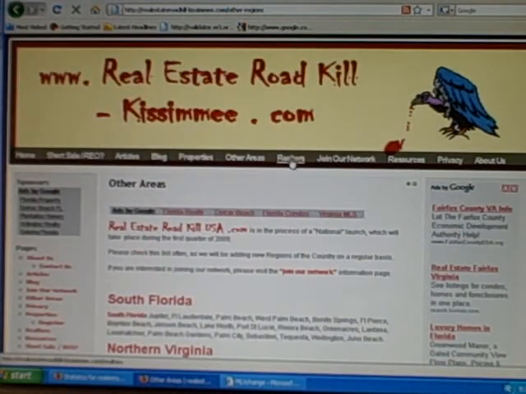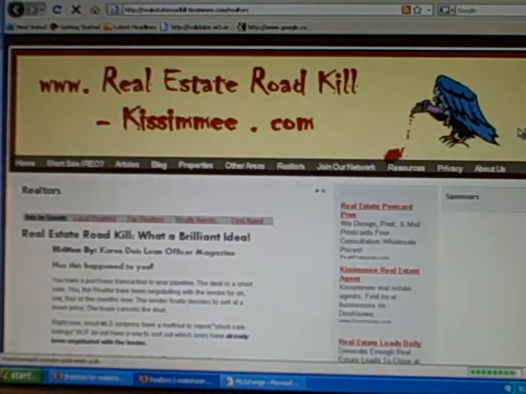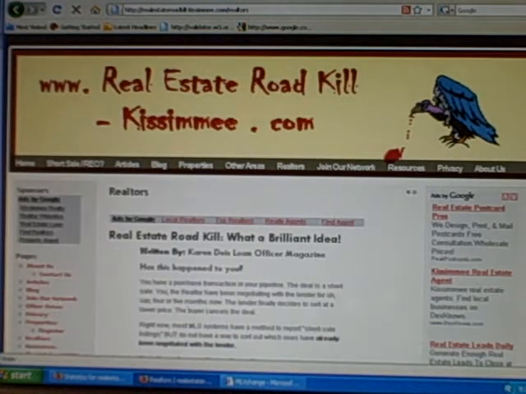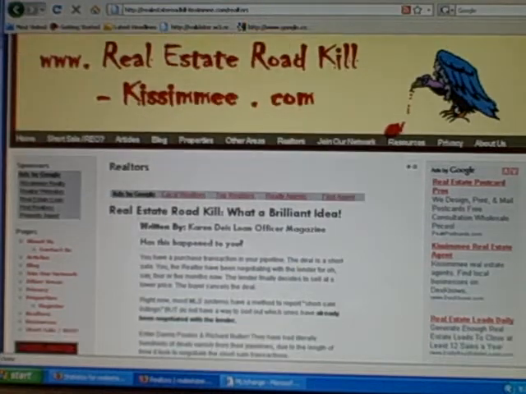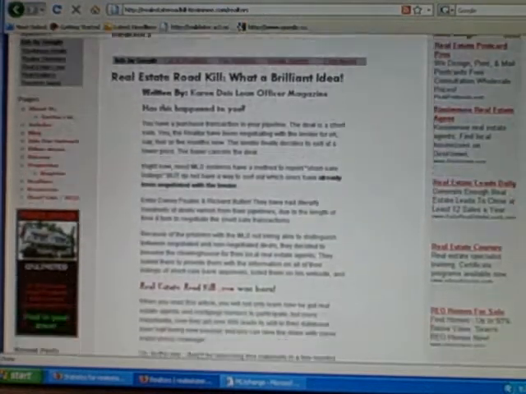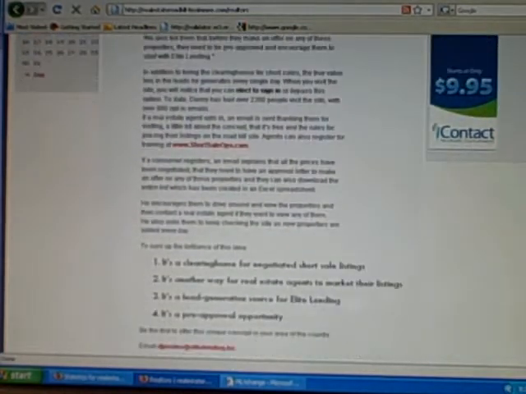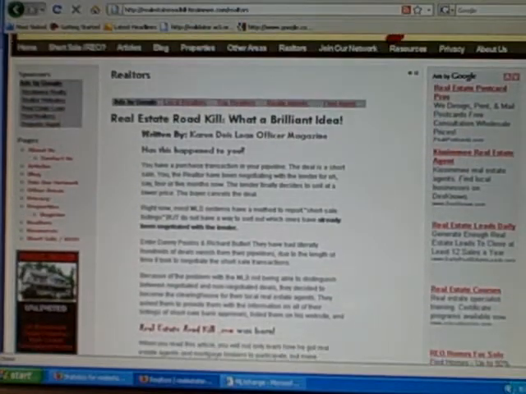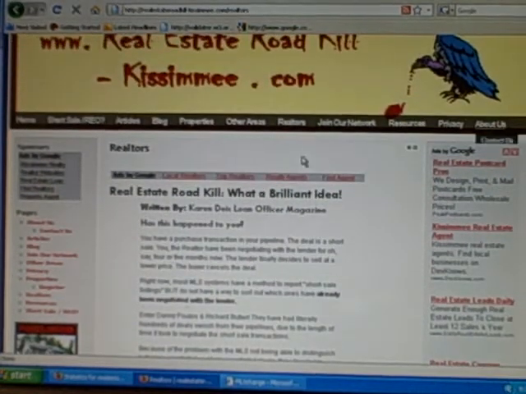Realtors is aimed obviously at realtors. It's the Karen Dice Loan Officer magazine article, with very much the angle of what's in it for a realtor, and why should they put their listings up here. So hopefully that explains everything about the concept to realtors.